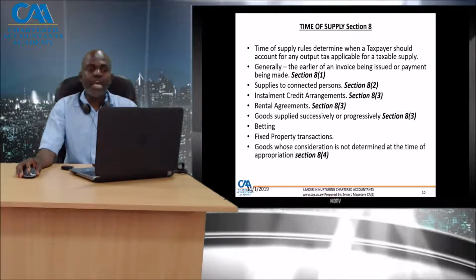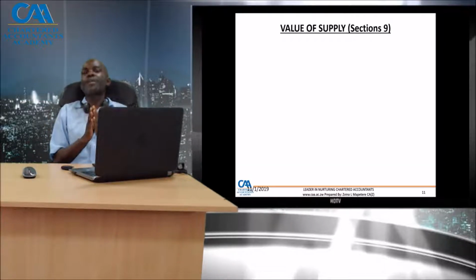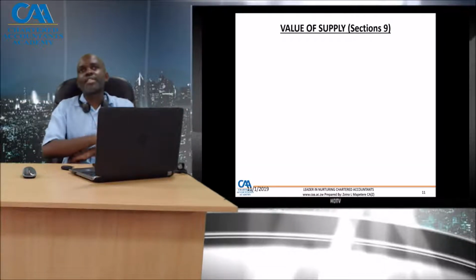Fixed property transactions have separate rules from all the others, from 8.3, 8.2 or 8.1. Goods whose consideration is not determined at the time of appropriation, repossessed goods, all these you will need to go through each and every type of transaction for you to determine the time of supply. You also have a time of supply that is coming about from transactions that have to do with adjustments.